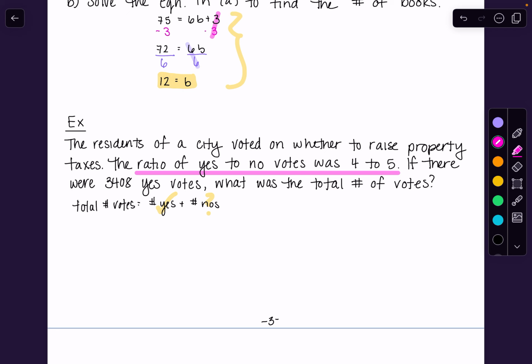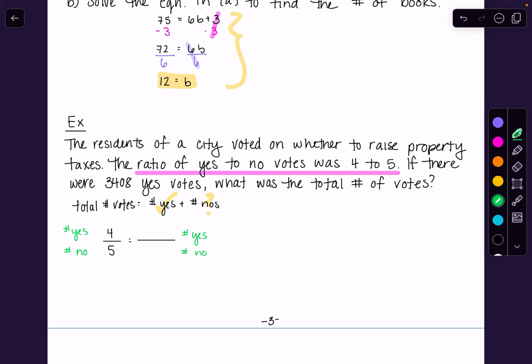So if you remember, the word ratio is going to indicate that we have some kind of fraction. So yes to no's is 4 to 5. So what that means is I can write it as a fraction, 4 to 5. This is the number of yeses. This is the number of no's. Okay. And what I want to do is I want to set up an equivalent equation on the other side, keeping the same information aligned. So in the top, I want something dealing with the number of yeses. And in the bottom, I want something dealing with the number of no's.